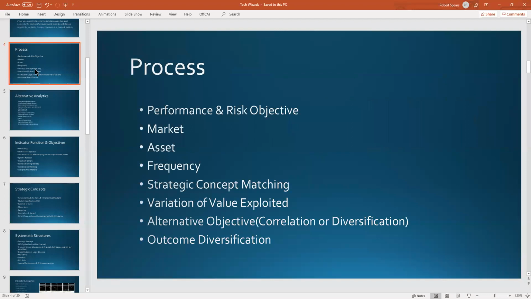All right, so now the process. Really, before we design anything, whether that's an indicator, we have to think about the process and the performance objectives, which really determine what type of concept you want to deploy from a systematic or strategic perspective anyway.